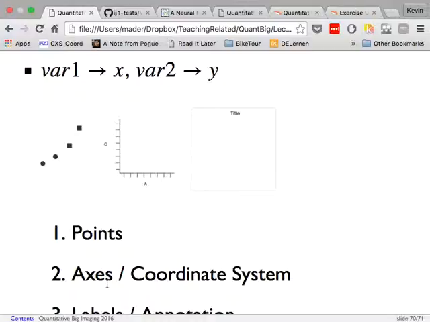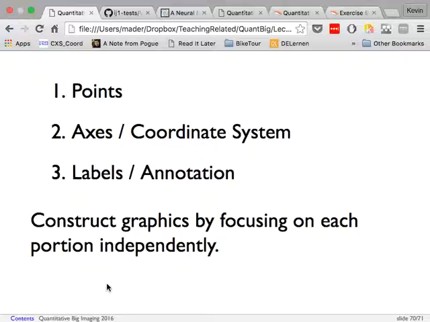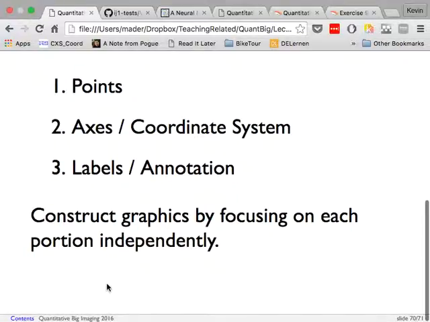Finally, the axes and coordinate system. When you have these axes, what are they actually showing? Are they linear? Are they some other transformation? Are they inverted? Is it polar coordinates? Is it rectangular coordinates? And then all the labels and annotations that you add on top of this. So you construct the graphics by focusing on each one of these different aspects independently.